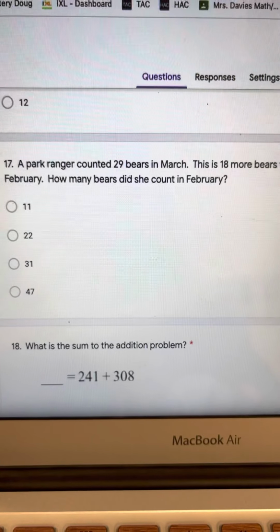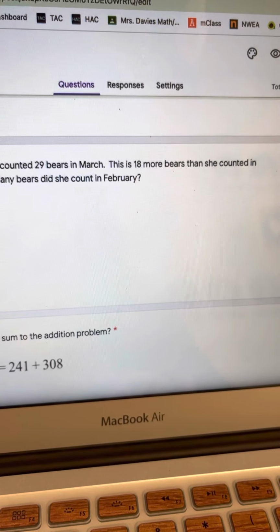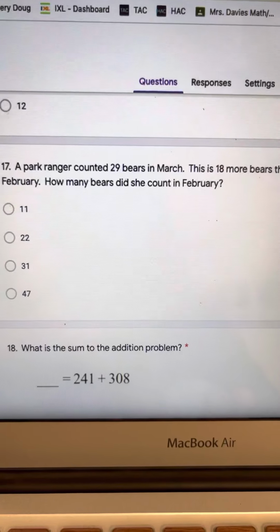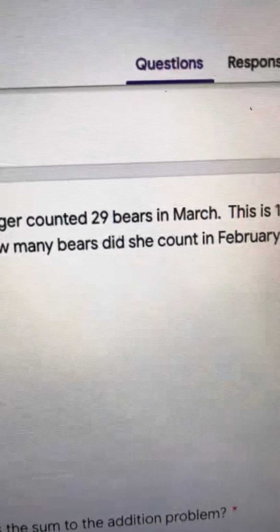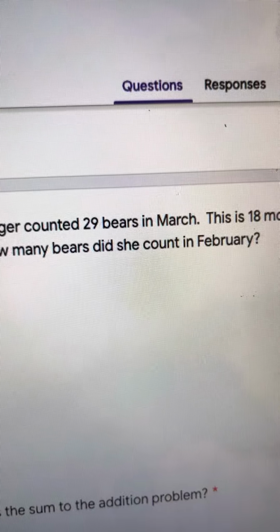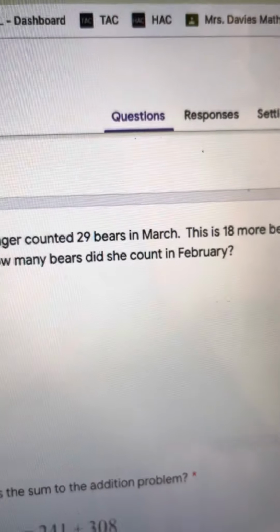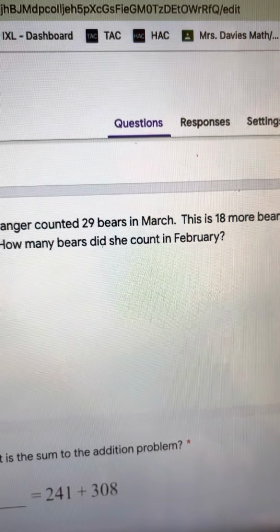Number 17, a park ranger counted 29 bears in March. This is 18 more bears than she counted in February. How many bears did she count in February? So this number in March is 18 more than February's. So how are we going to figure out February's? If that's 18 more in March, then what do we know about February?